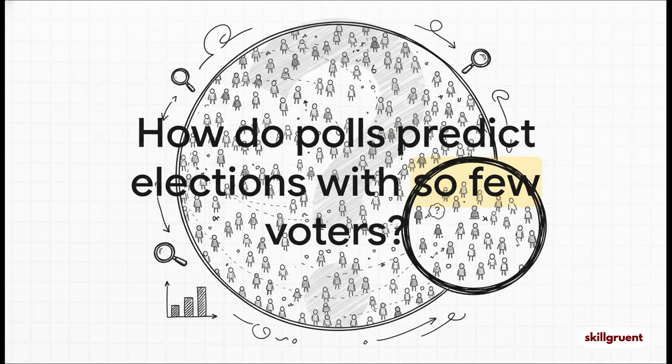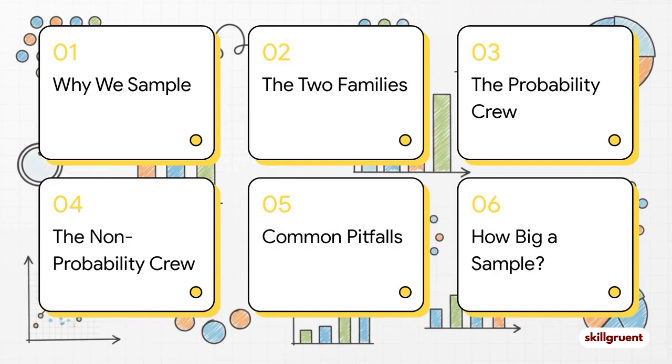It's a fundamental concept. So here's the game plan for today. We're going to start with the big why we even do this. Then we'll meet the two main families of sampling. We'll get to know the key players in each of those families, talk about some of the common traps researchers need to dodge, and then, finally, we'll tackle that huge question: how big does a sample really need to be?